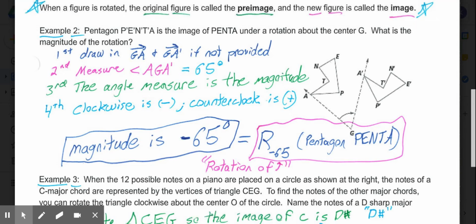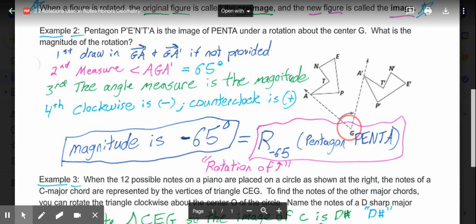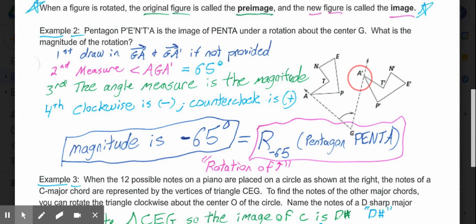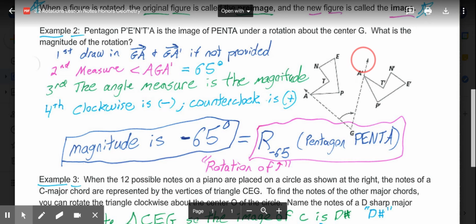The first thing you would do, if it was not provided for you, so if all we had was point G, our original pre-image, and our final image, is start by picking any point off the image and its corresponding point on the pre-image. So I'm using A and A prime. From point G, we draw the rays so that we create GA and GA prime.